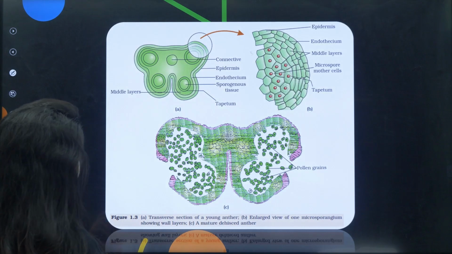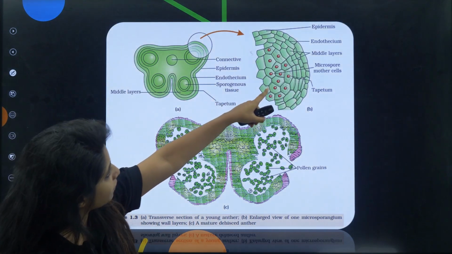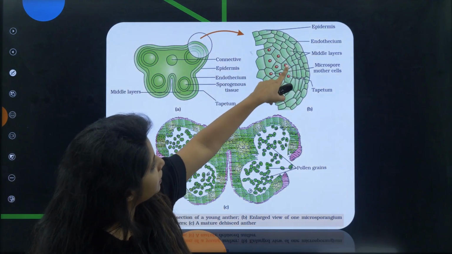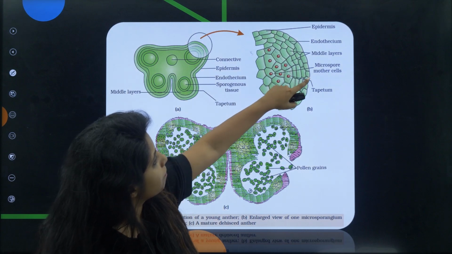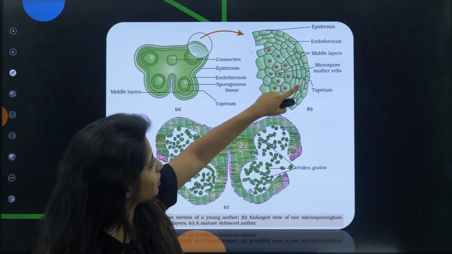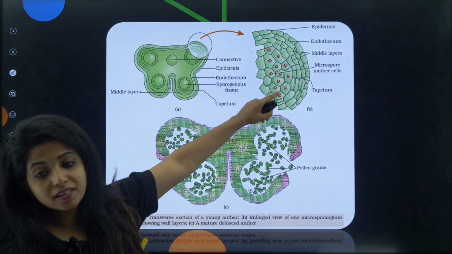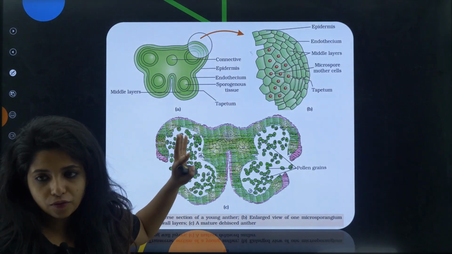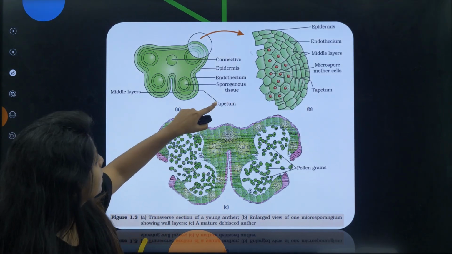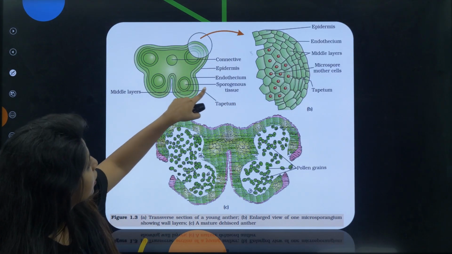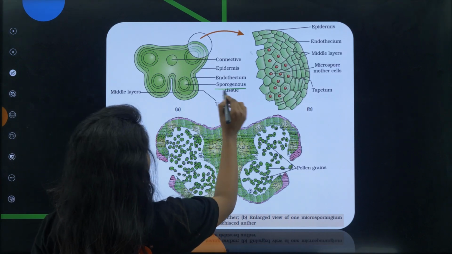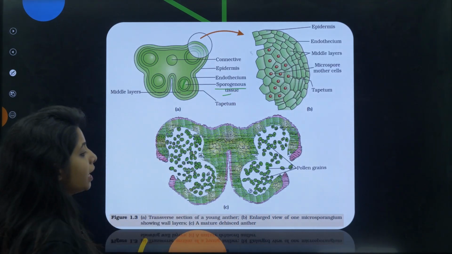Let's see that. Basically, this is the structure that you see over here. I have made epidermis, endothecium, the middle layer, and then comes what, the microspore mother cells, which are there inside. Where does the microspore mother cell come? We'll come to that. As of now, we'll come to that layer. Now, tapetum is the innermost layer, and inside that you see there is sporogenous tissue over here, which is the innermost layer. Right. Now, let's see.